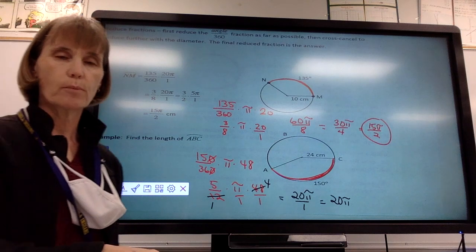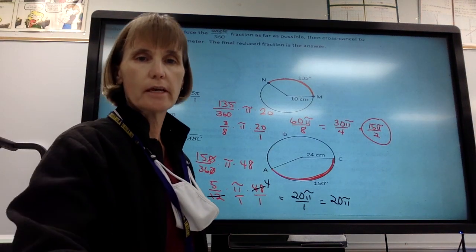So you're using that formula for arc length on your first worksheet. You can do the 10-1A worksheet.